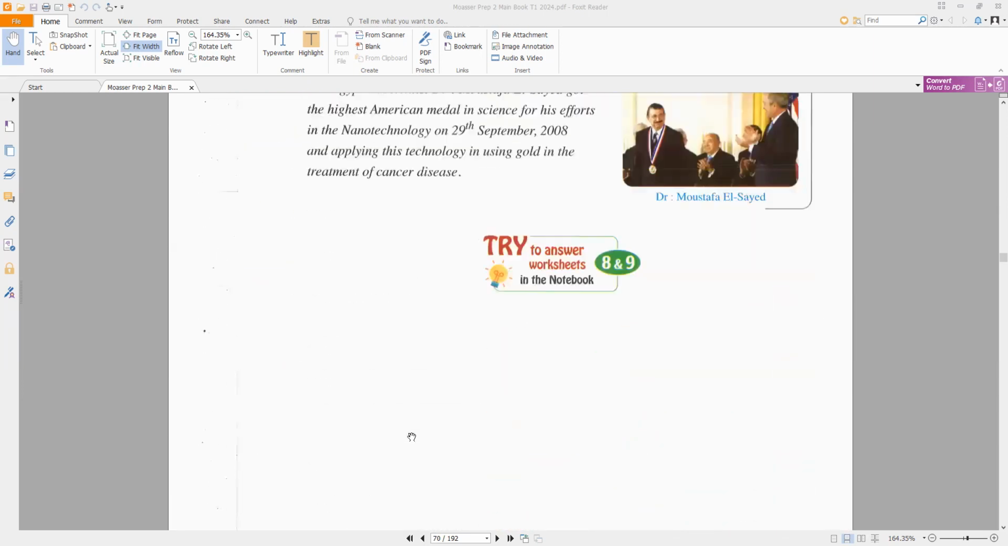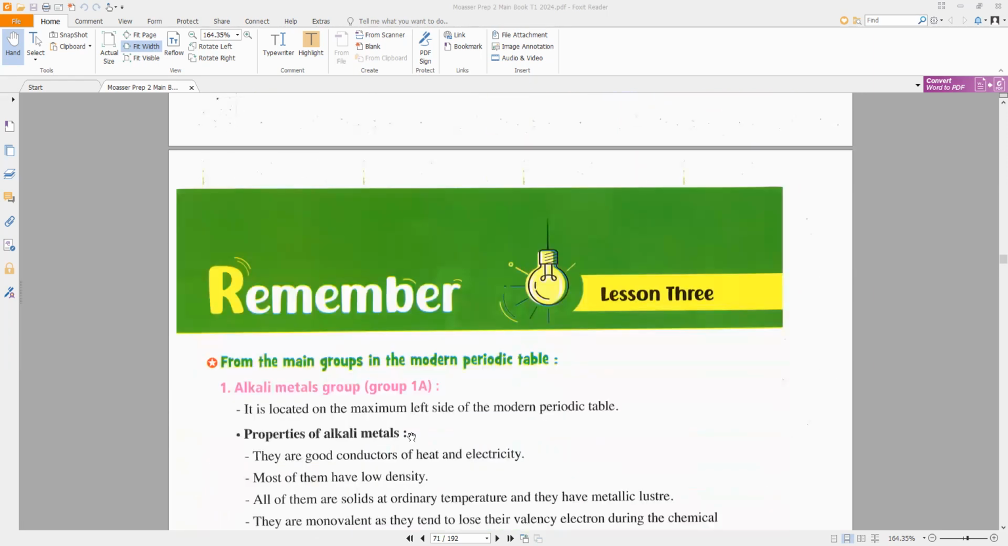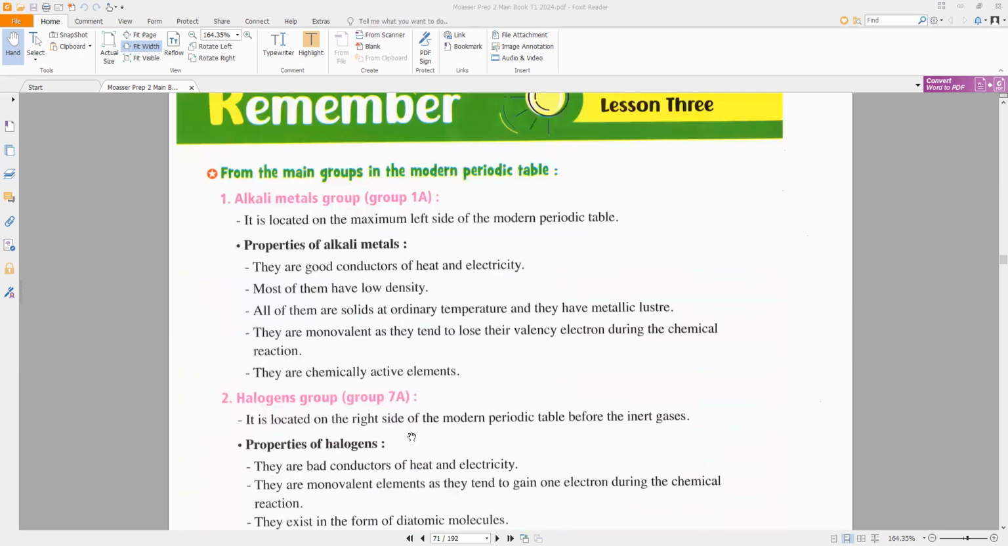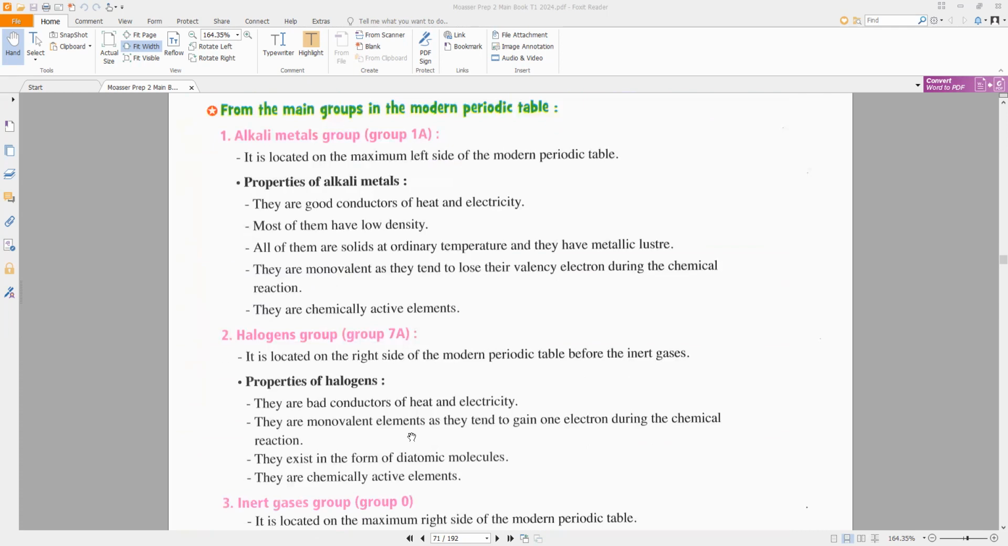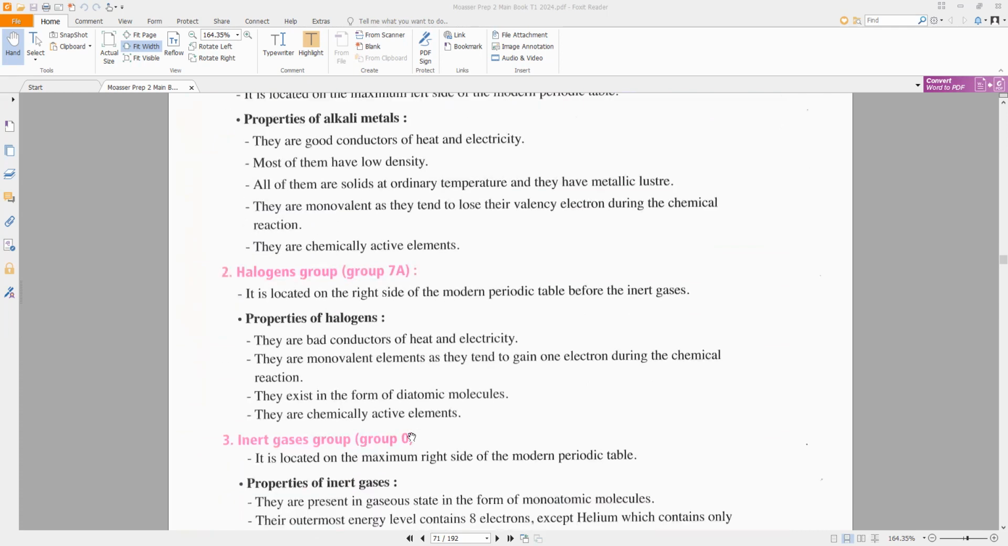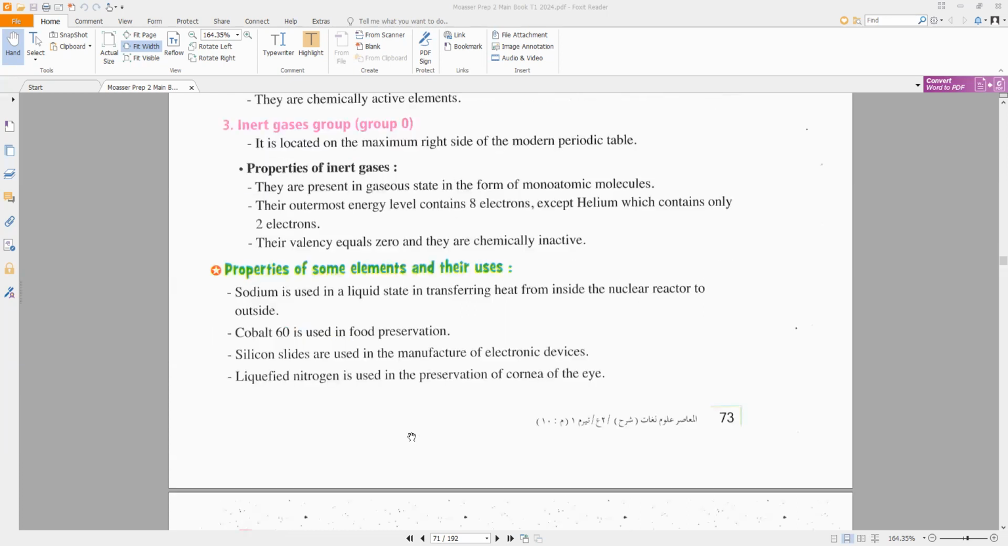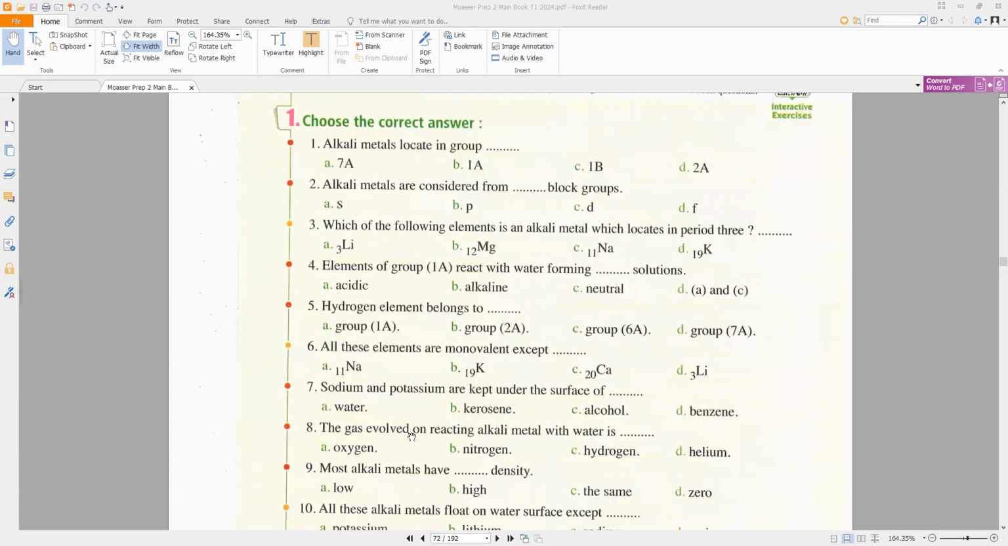element. We study the 3 main groups, 1A, 7A and 18 group: alkali metal, halogen, and noble. We will answer some questions.